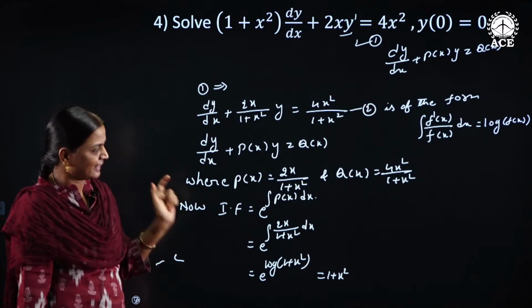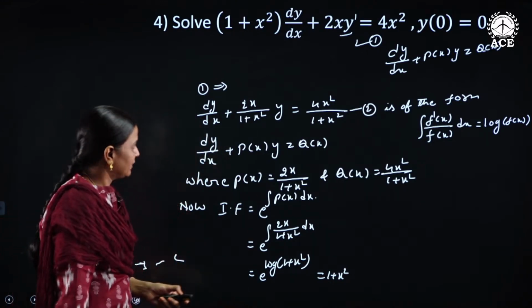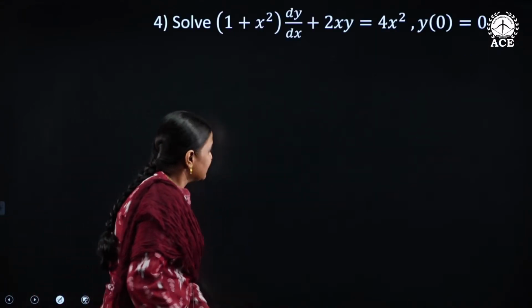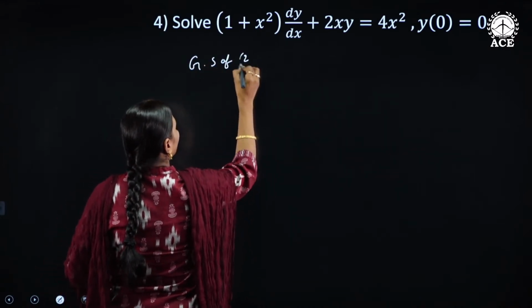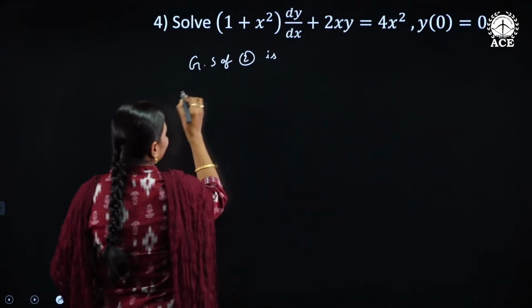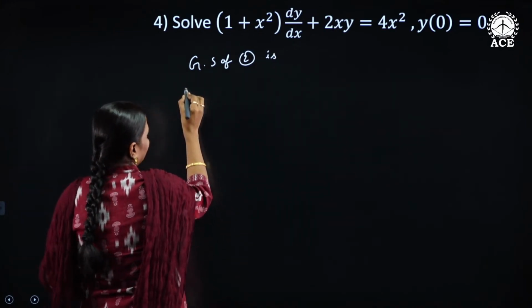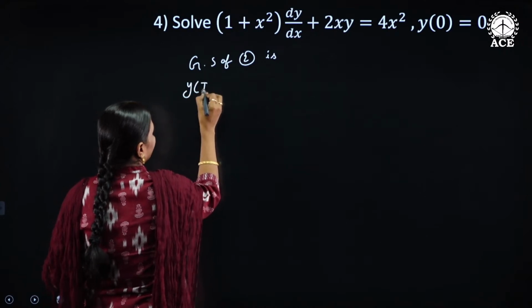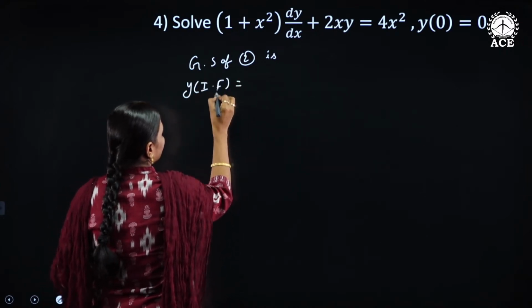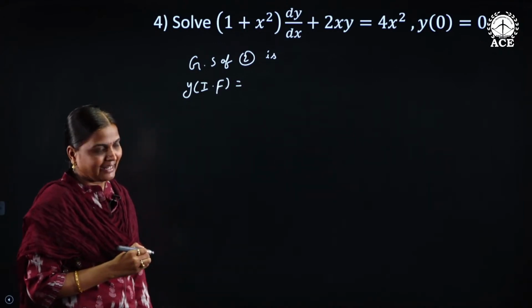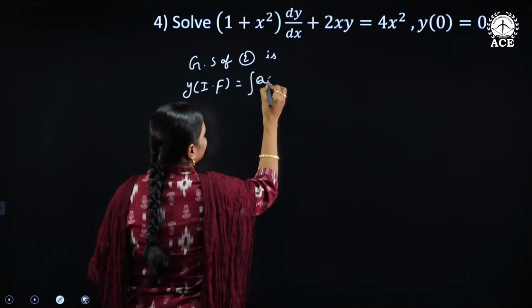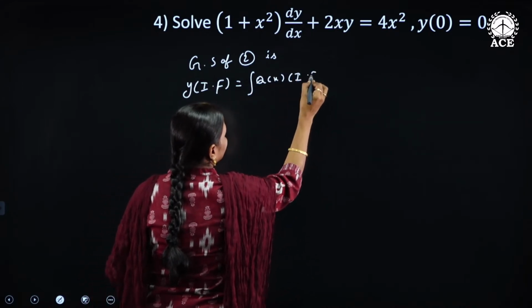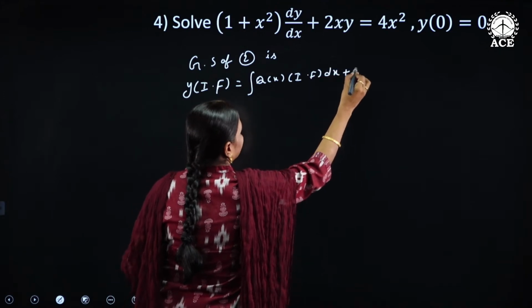After completion of the integrating factor, next write its general solution. Second step completed, and the third step is the general solution of equation 2 or equation 1. What is the general solution? The dependent variable y into integrating factor. First write the formula, then only substitute the values. y into integrating factor is equal to integral q of x into integrating factor into dx plus c.